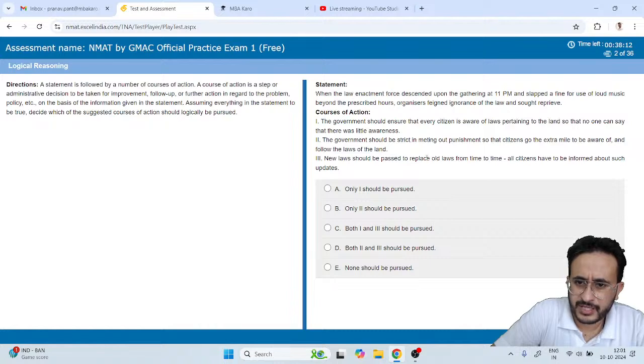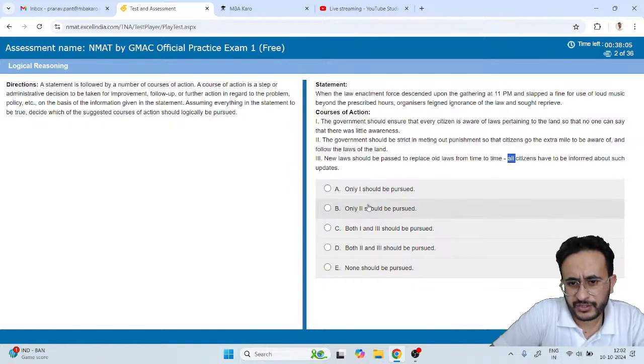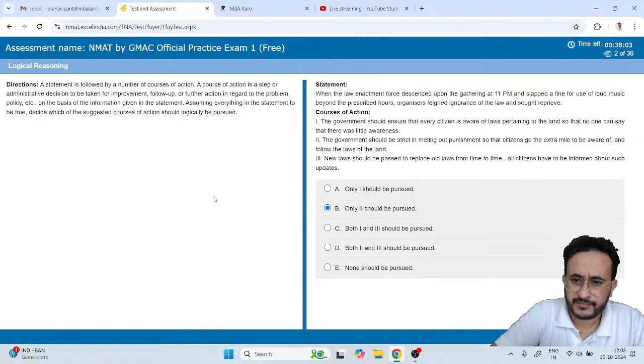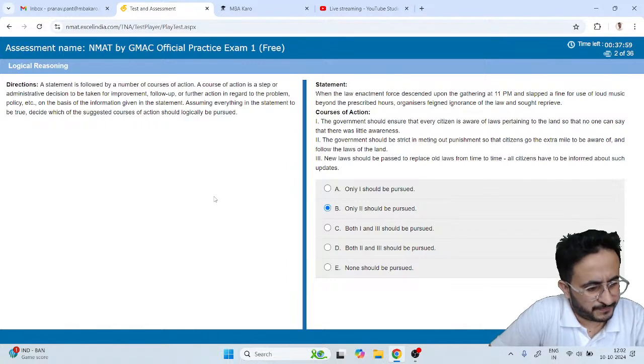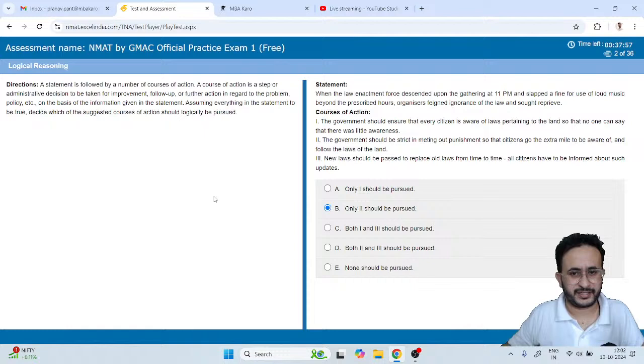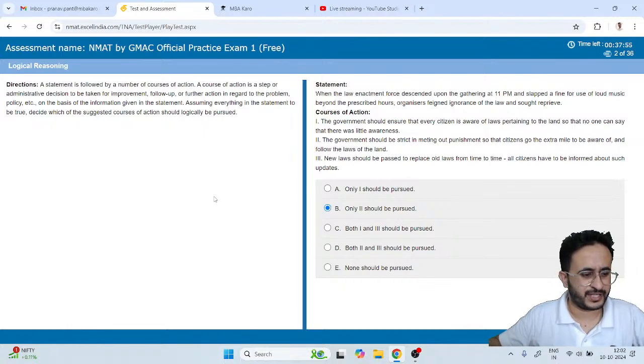New laws should be passed to replace old laws. All citizens have to be informed about such. So all of these are extremes. So I think only two looks fine, right? Strict in doing the punishment, because you cannot teach everyone the law. You cannot keep telling that these are the laws. There are several laws which people are unaware of. Okay.